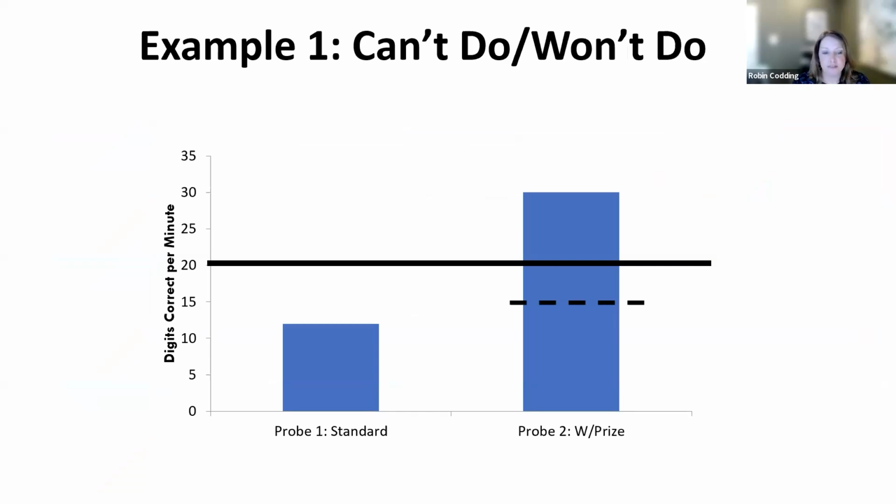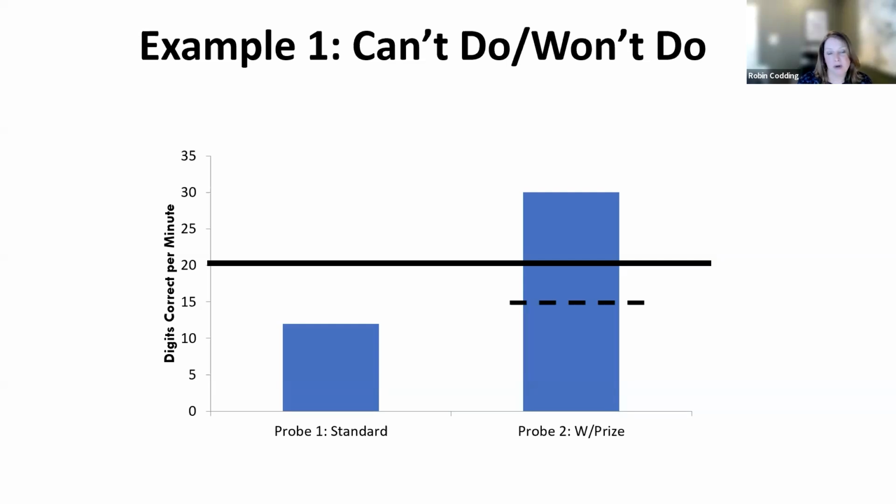So here we have our first tool. This is digits correct per minute. We see that the student performed 12 digits correct per minute with that standardized instruction. We then offer them the opportunity to beat their score. We give them that treasure chest where they can make a choice of what they want to do. And we see that this student actually performed more than 20% better. That dashed line represents what the score would have been if they met that 20% requirement. But in this case, they actually had about a 60% increase.